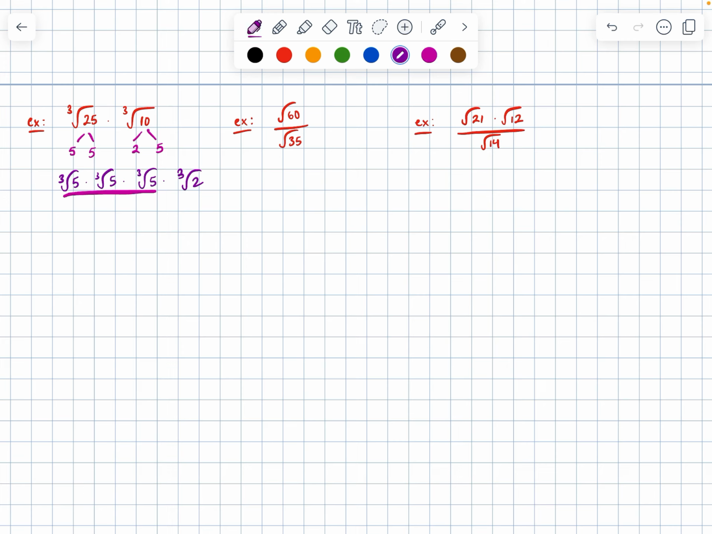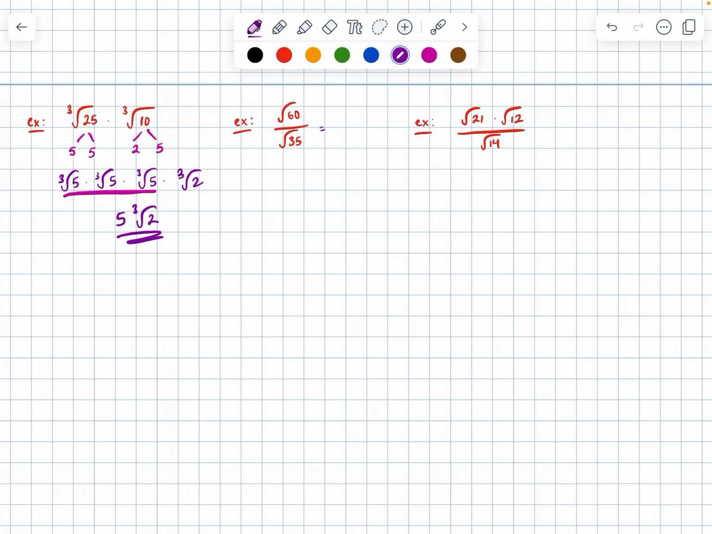Well, we know if I take 3 copies of a cube root and multiply them together, each one is the thing that multiplies by itself 3 times to get 5. So if I multiply it by itself 3 times, as I've just done, I should get 5. So now this is 5 times the cube root of 2.